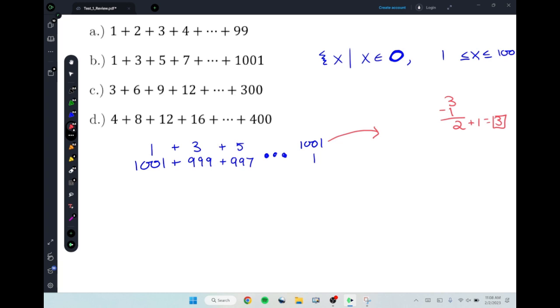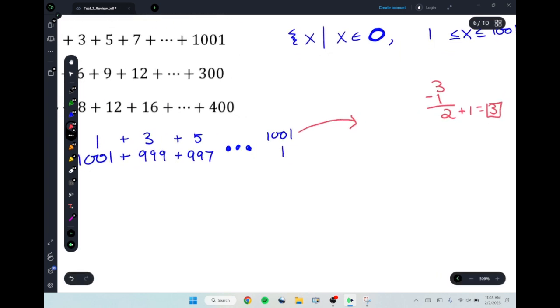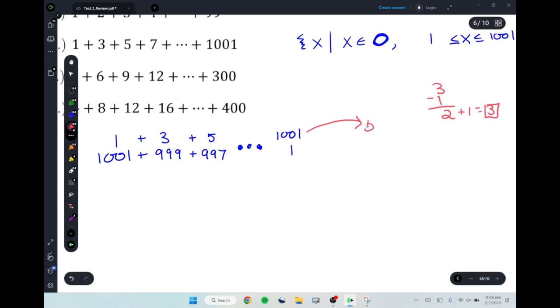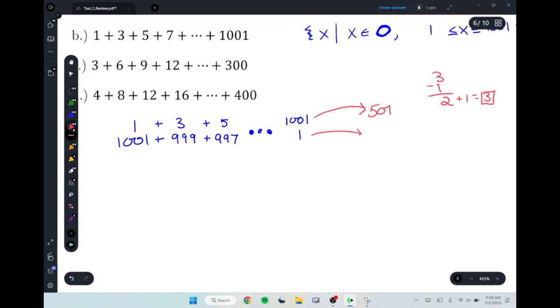So 1001 minus 1 is 1,000. Add back that 1 because we got to include it. But we're only doing the odds, so it's not 1,000 numbers. How many numbers are there in there? 501, I think. And we can make sure. Yes, he said yes for sure. I mean, if you want to count them, you're welcome to count them. This is kind of why I'm writing this. This is one set of 501 numbers, right? That's a side note.